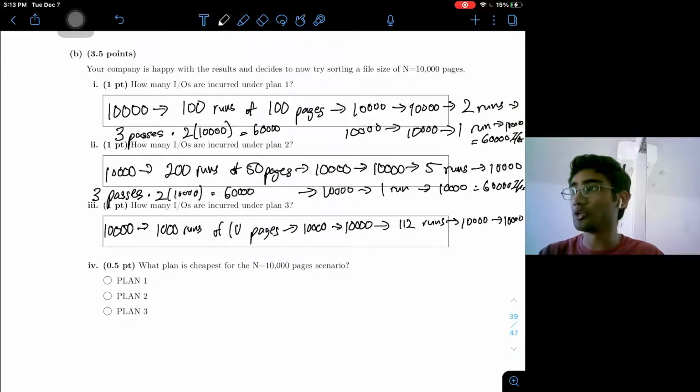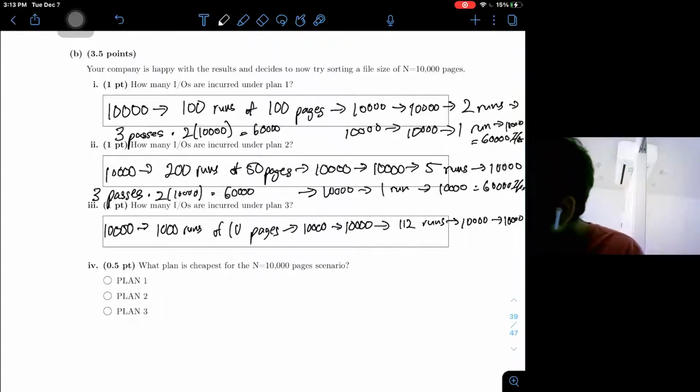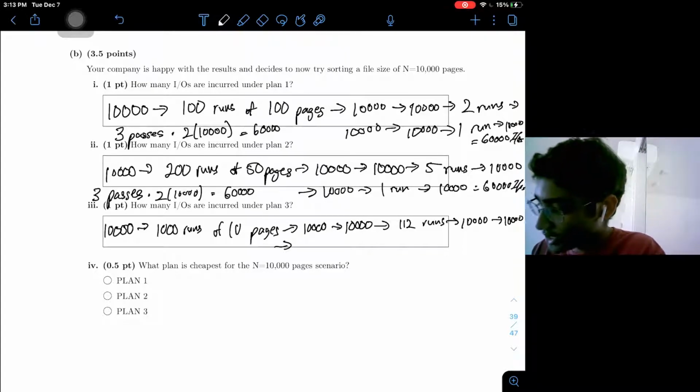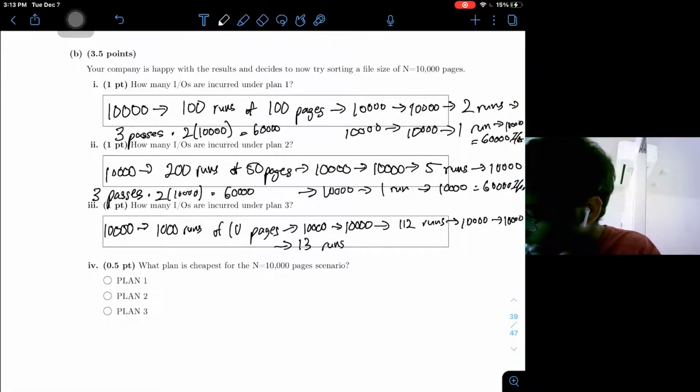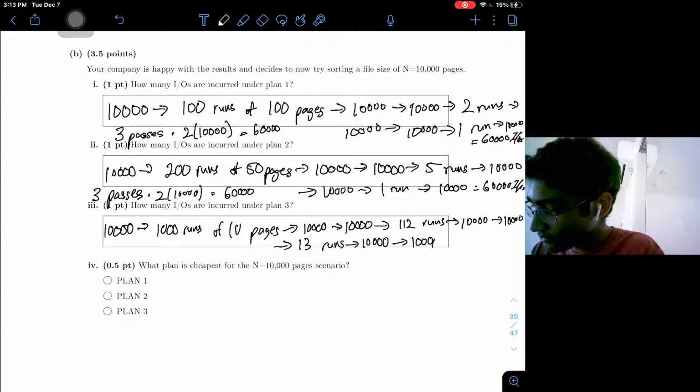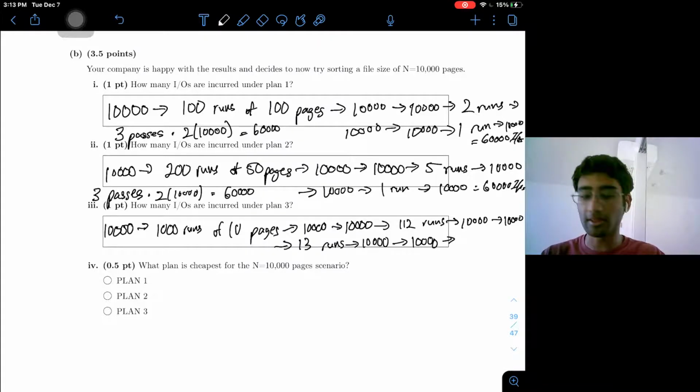Again, we can only merge 9 runs at a time. So we merge 9 runs at a time, which gives us, I'm just going to continue over here, 13 runs. And then we write that back, and then we read it back. So we have 13 runs that we need to merge together.